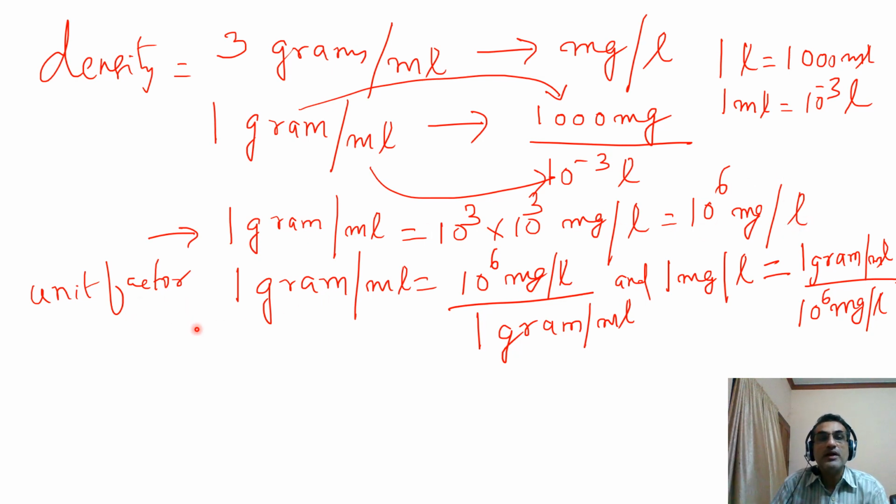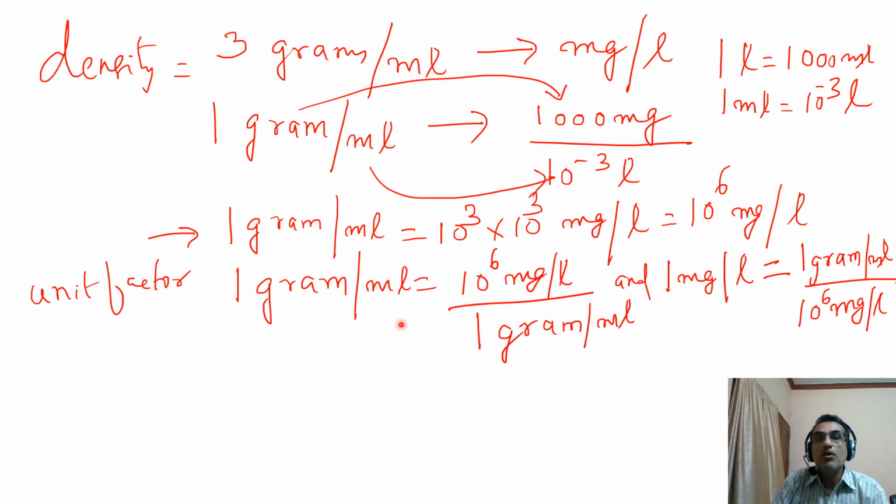So from this we need to find out the unit factor. So what is the unit factor? 1 gram per ml is equal to 10 raised to 6 milligrams per liter divided by 1 gram per ml. And the other way, 1 milligram per liter is equal to 1 gram per ml divided by 10 raised to 6 milligrams per liter. So the two unit factors we have found. Now we are going for the last one. We need to convert grams per ml to milligrams per liter. So the desired unit is milligrams per liter.